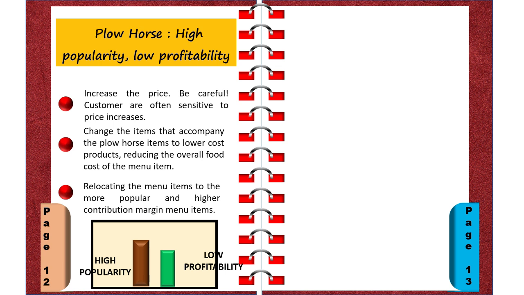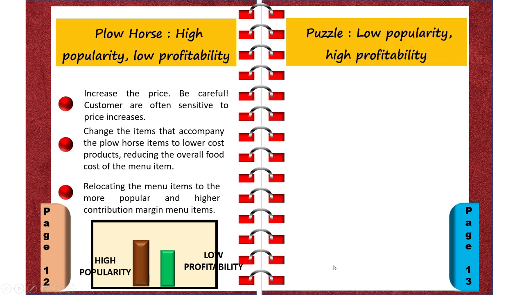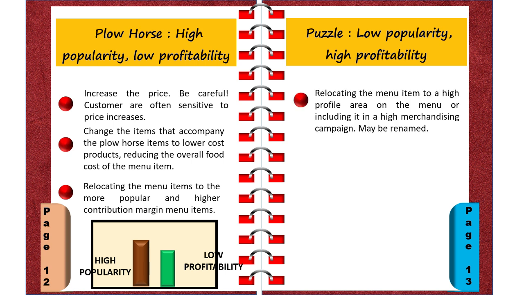And graphically, if you want to see, this is the position. They are high popular but low in profitability. So this difference can be made by taking this kind of decisions, right? Next one is puzzle. Low popularity, high profitability. See, plow horse was high popularity, low profitability. In case of puzzle, it is low popularity and high profitability. What kind of decisions can we take?